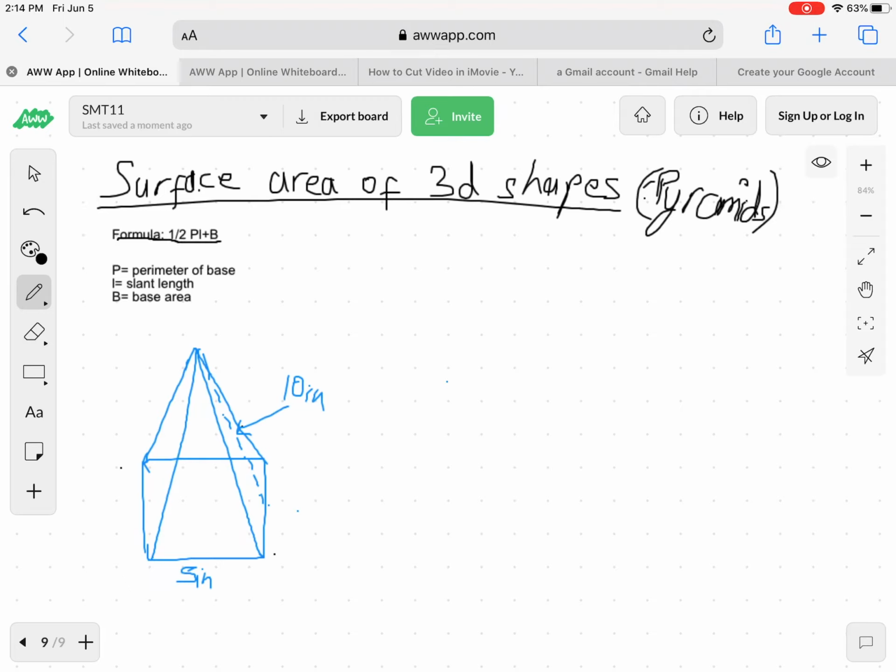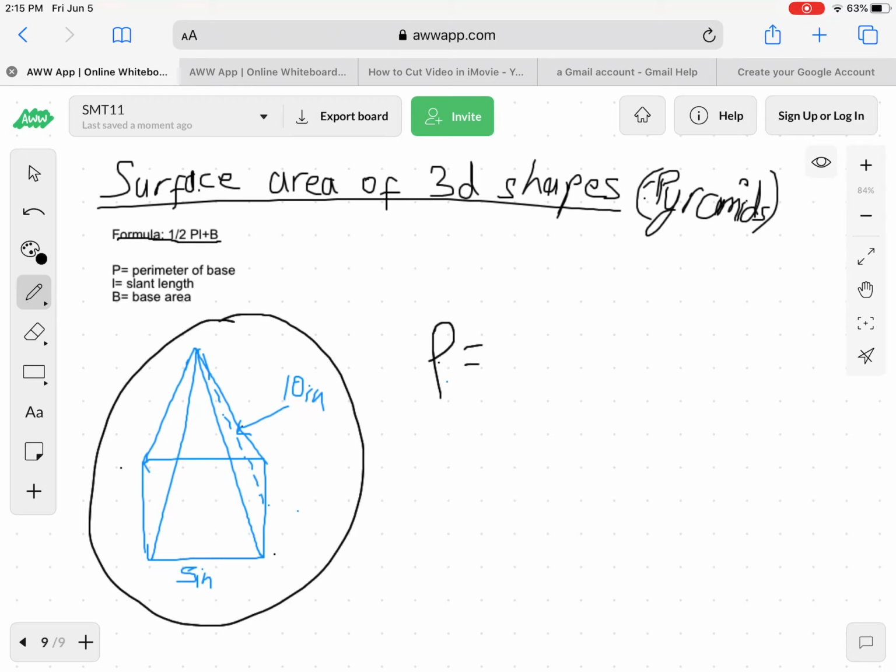In this case, P is the perimeter of the base, L is the slant length, and B is the base area. So for example, let's say we're trying to solve for a pyramid. First we need to find out P. So we'd be looking at this pyramid right here, and P in this case would be 5 times 4, because there's 4 sides, and that would be 20.